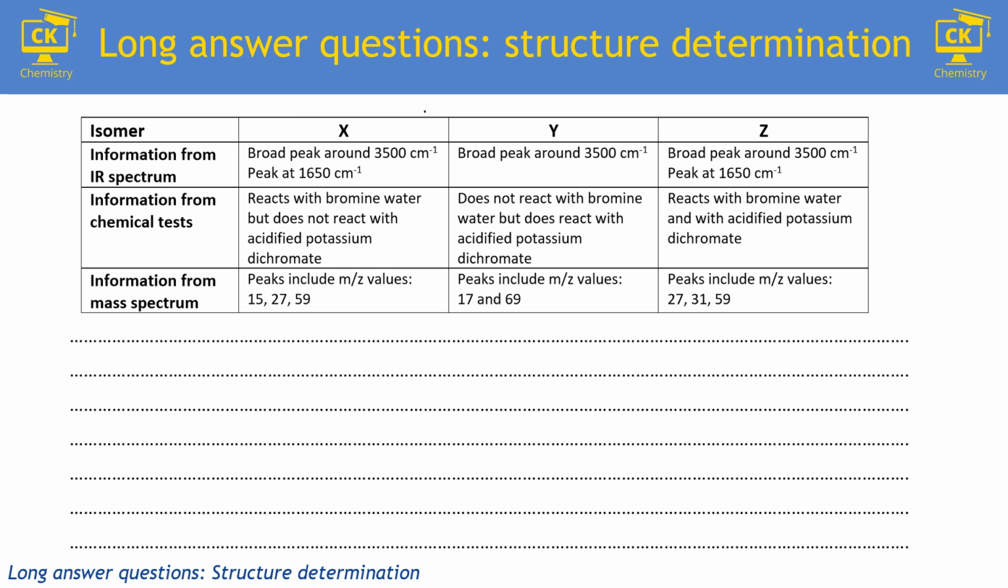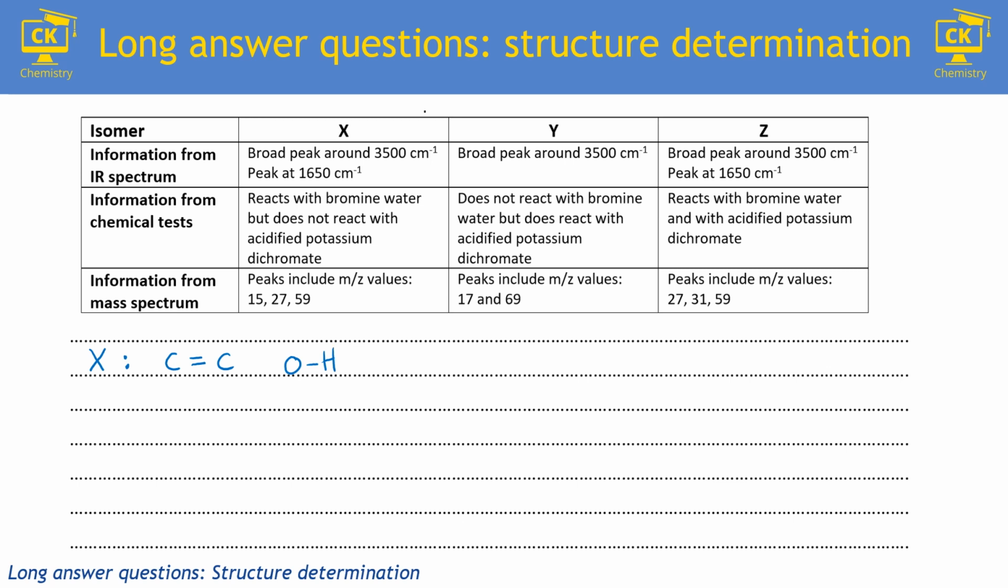So let's have a look at molecule X. Molecule X has a peak around 3,500 and is broad. That is a clue for OH. 1650 is close to C=O, but you need to be careful. Look at your data sheet because that is actually a C=C. So what we know is that X contains C=C and an OH.